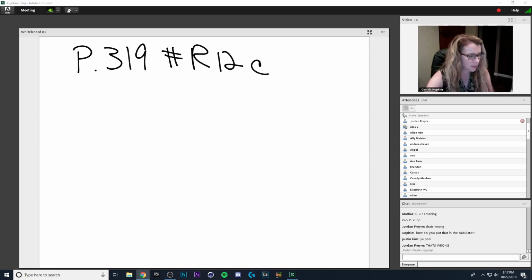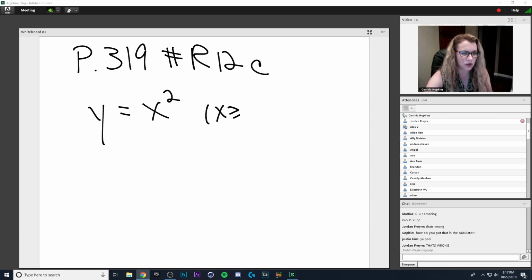R12, part C. Okay, they gave you h of x. I'm going to write y right away because that's my first step in finding an inverse, is write y instead of the h of x. So y equals x squared. But they tell you that x is greater than or equal to 0. Okay, so we'll come back to that.